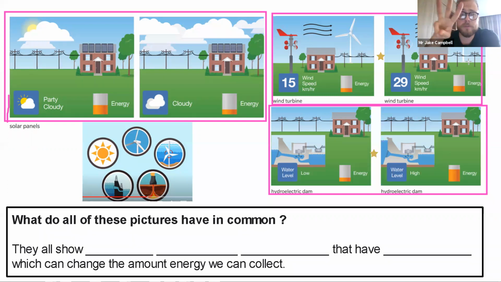So, what key phrase do you know that is made up of 3 words that is in every picture? Don't shout out. Think about your answer. And then, what can change the amount of energy we get from these things? That would be the 4th blank. I'll give you guys another 30 seconds.